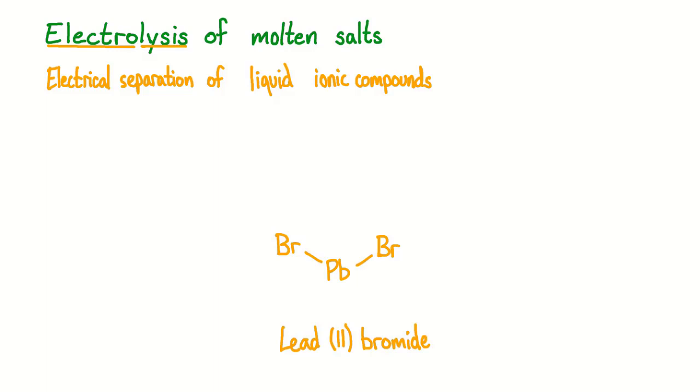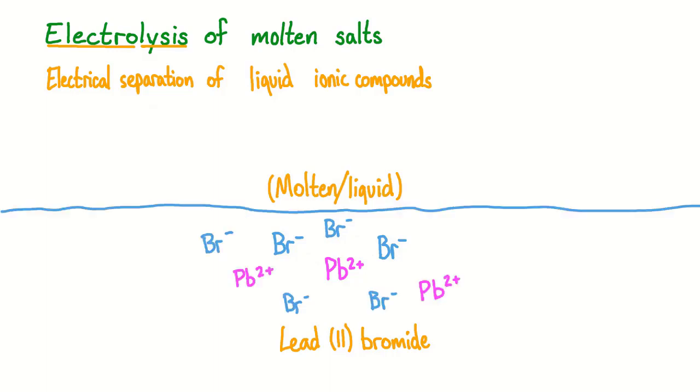Let's take a look at the electrolysis of lead-2-bromide as an example. In its solid state, the ions in lead bromide are bonded to one another and cannot float freely. If we heat it up so that the solid reaches the molten or liquid phase, the ions will no longer be bonded to one another and instead float freely in the liquid. In fact, a sample of molten liquid lead-2-bromide contains only lead ions and bromide ions floating around to make up the liquid.